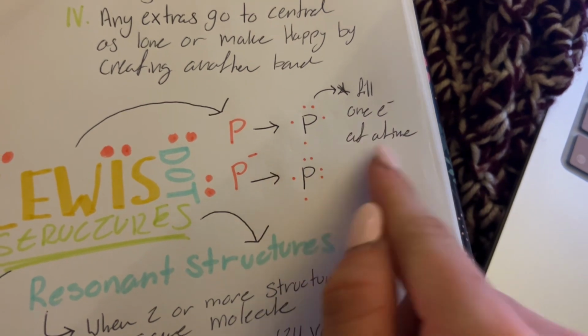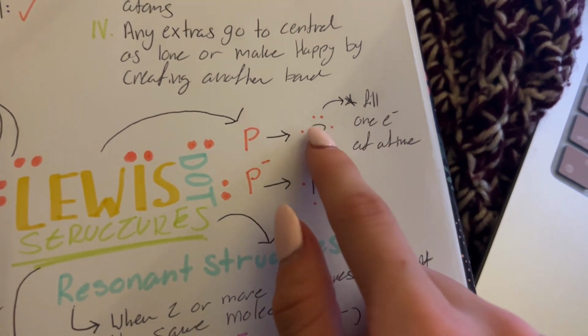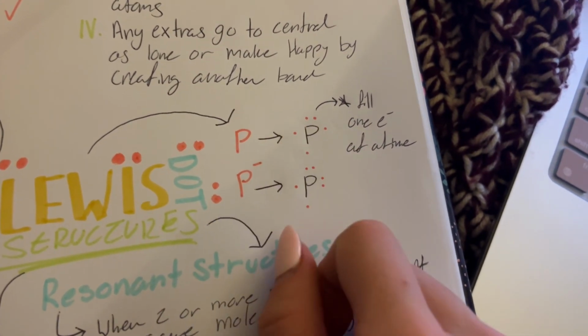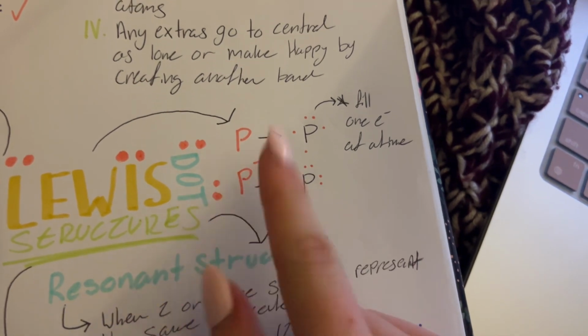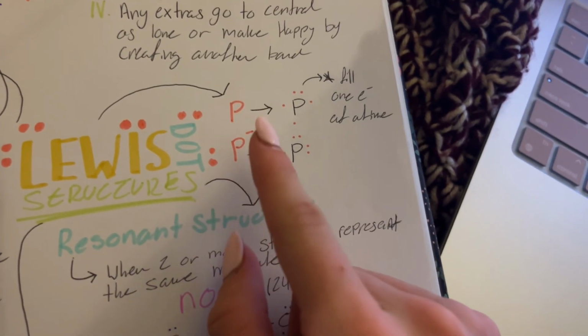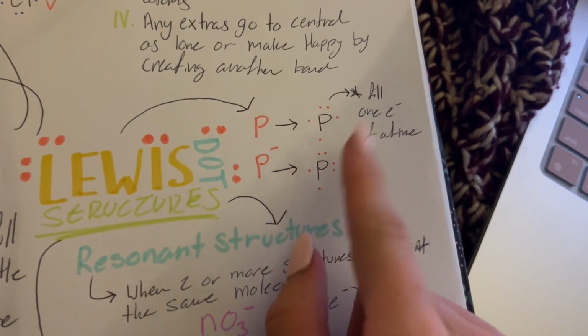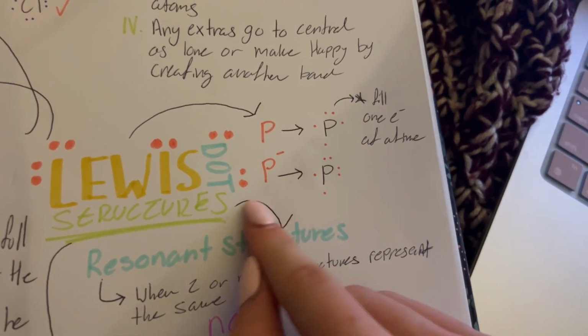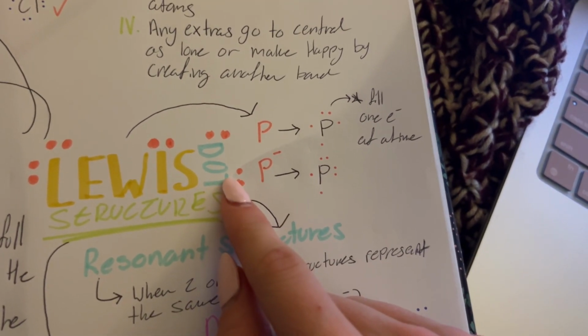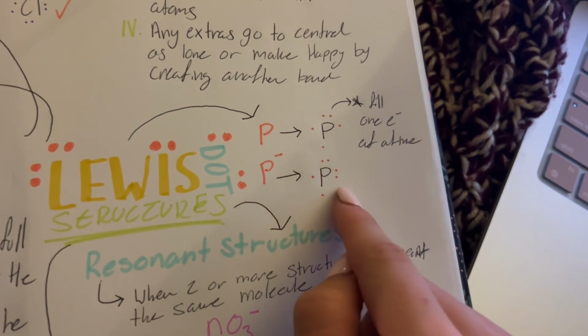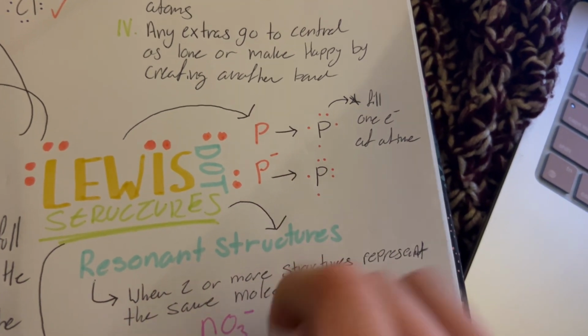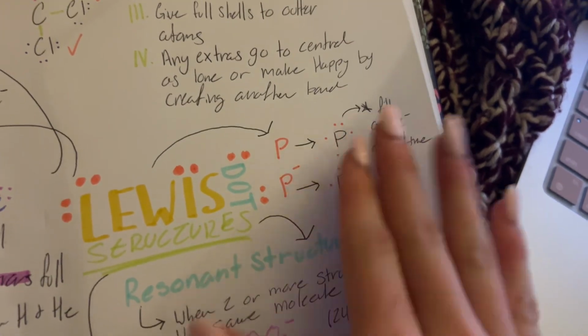This is how you fill it out. You fill one electron in a section at a time, so it'll go 1, 2, 3, 4, 5. And then say it's negative, like phosphorus negative. Since it's negative, you're going to have another electron added. So that's going to give us 6 electrons, and so on and so forth. Okay, so that's the basic.